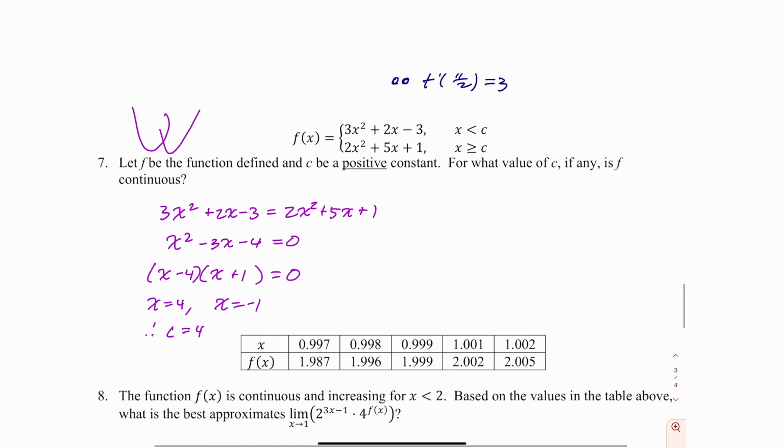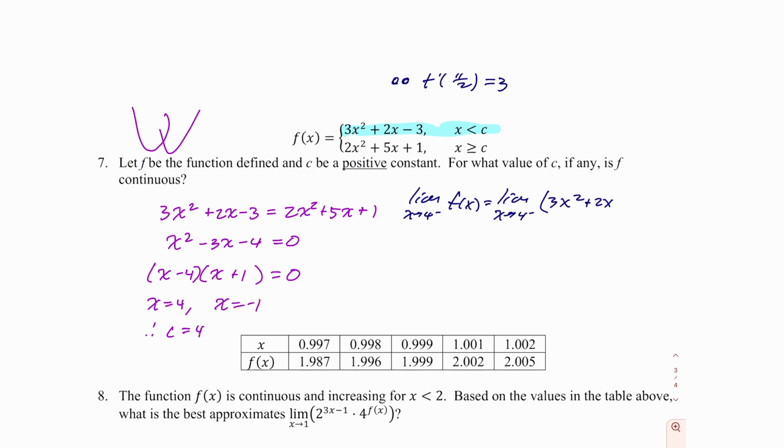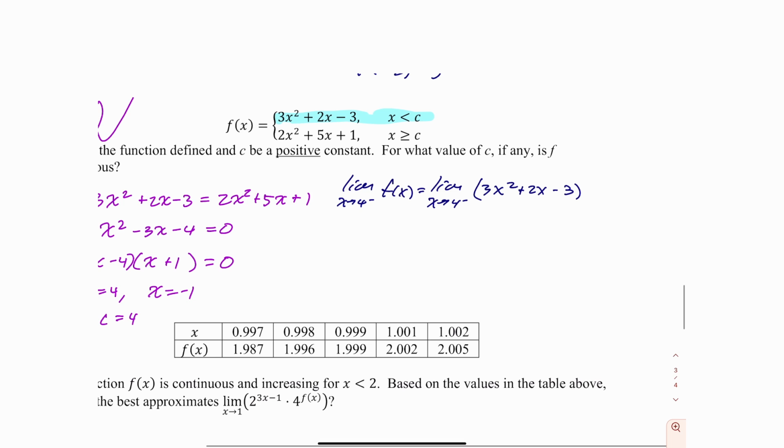All right, so we want the limit as x approaches 4 from the left of f of x, which will be the limit as x approaches 4 from the left of, if you're approaching 4 from the left, you have to use this branch. So 3x squared plus 2x minus 3, which will equal, if you plug in 4, you get 16. 48 plus 8 is 56 minus 3, you get 53. Yikes.